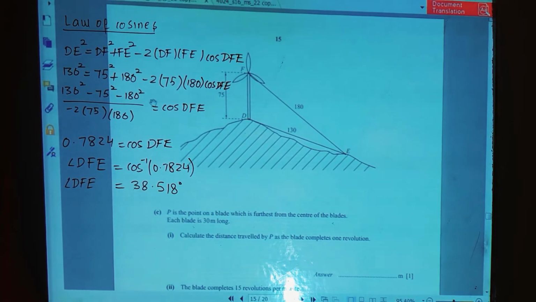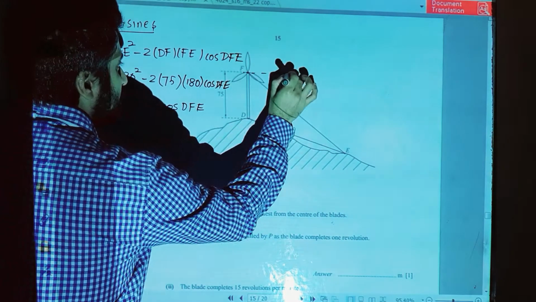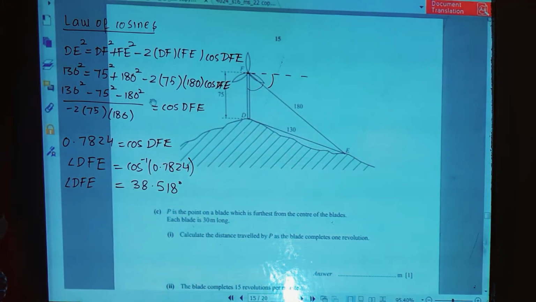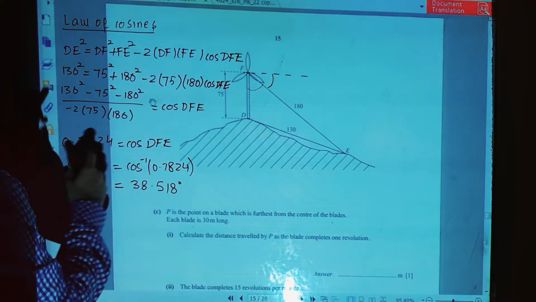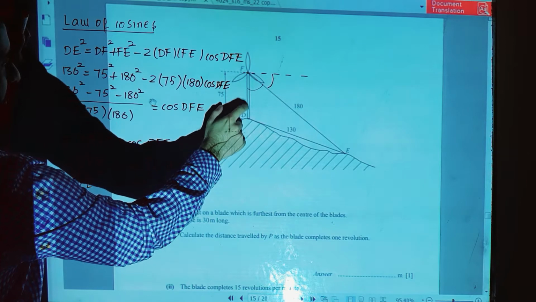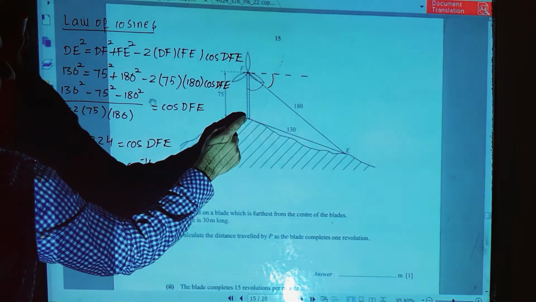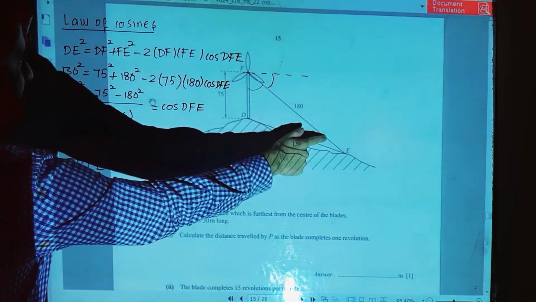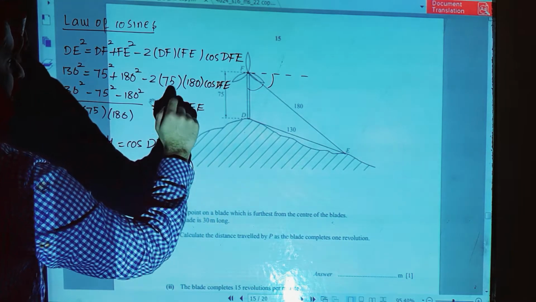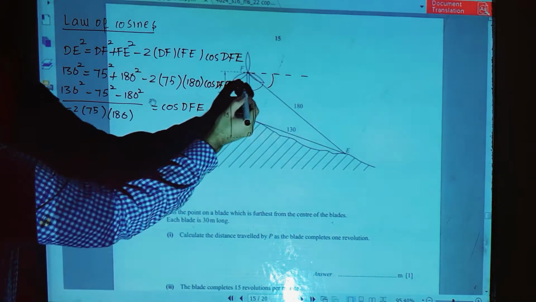So you can find this angle of depression, that is basically you want to know about this one. So first of all, find this one using law of cosines. If this angle is DFE, then DE square is equal to DF square plus FE square minus 2 times DF into FE into cos of this angle. So you need this one. First of all, find this one.